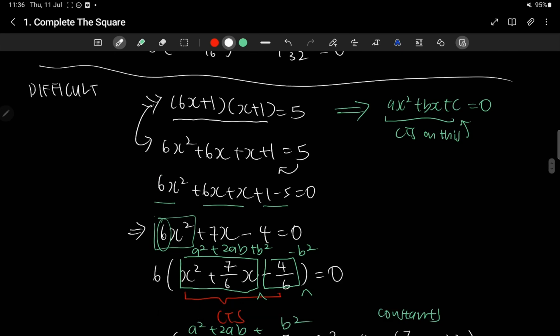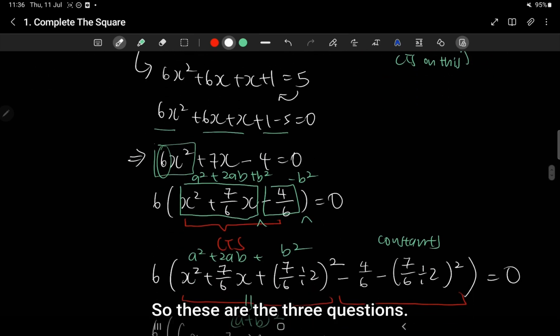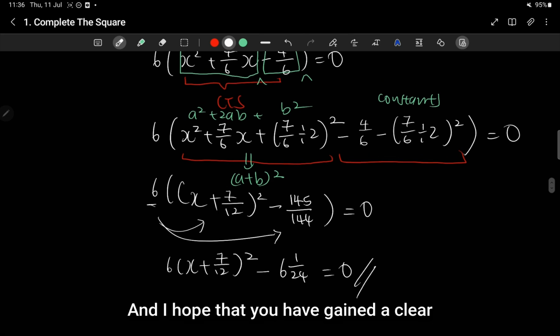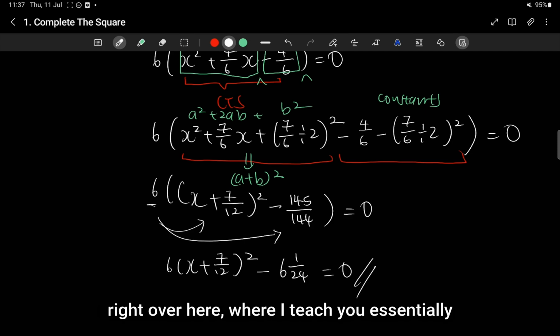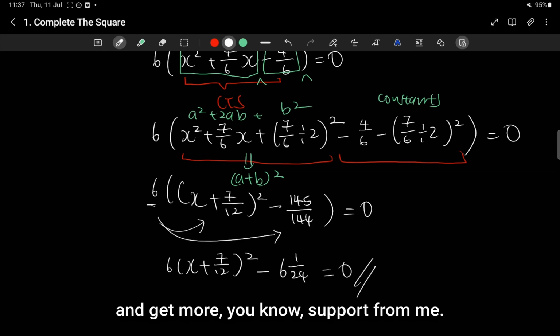So these are the 3 questions and I hope that you have gained a clear understanding of how to complete the square after watching this video. If you need more help and you still don't know how to complete the square, I would want you to go and click on this video on the right over here, where I teach you essentially how to complete the square even more and get more support from me. And once you can understand how to complete the square, you will be able to ace your math exams.